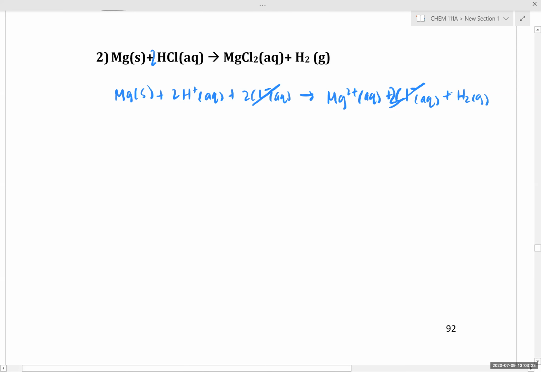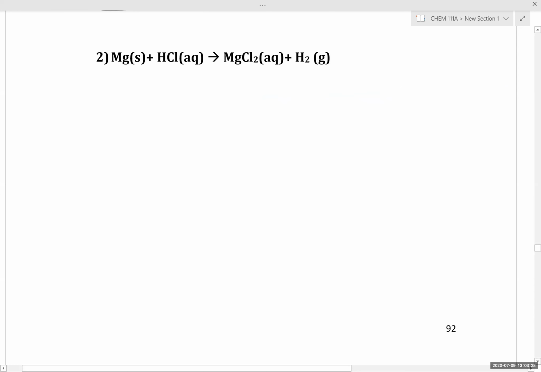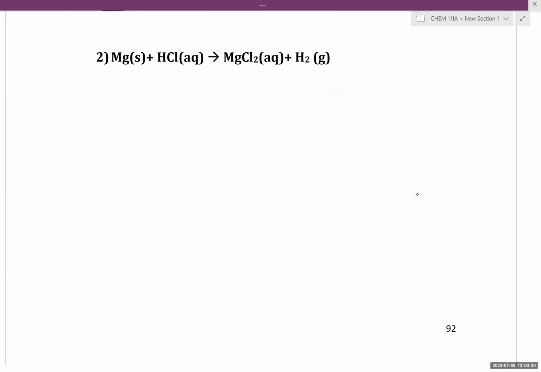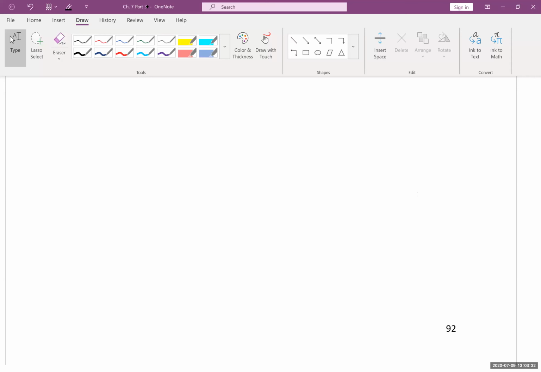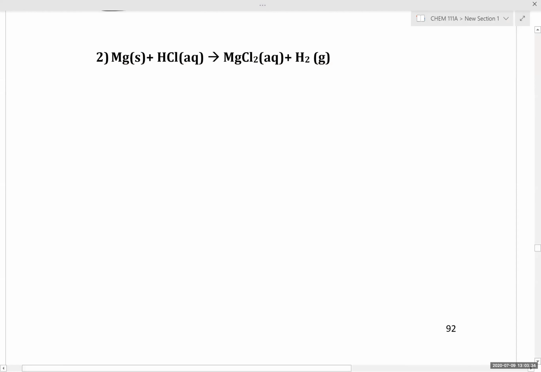Now all we have to do is cancel our spectators, and there we go. Wonderful. So the equation's balanced. We have a total ionic equation. Sorry about that. Allow me to write out the instructor solution. So this is a displacement, formerly called a single displacement. If we want to be specific, it's a hydrogen displacement reaction.